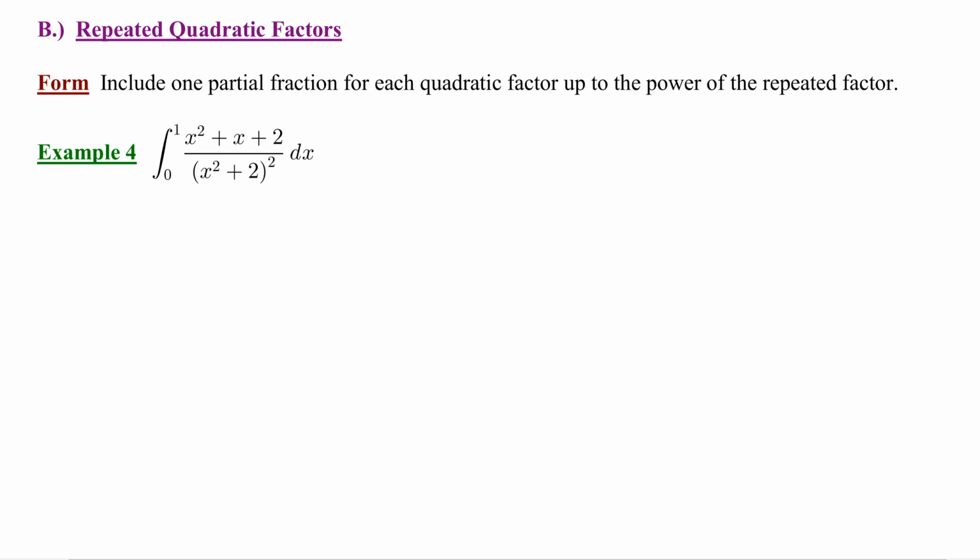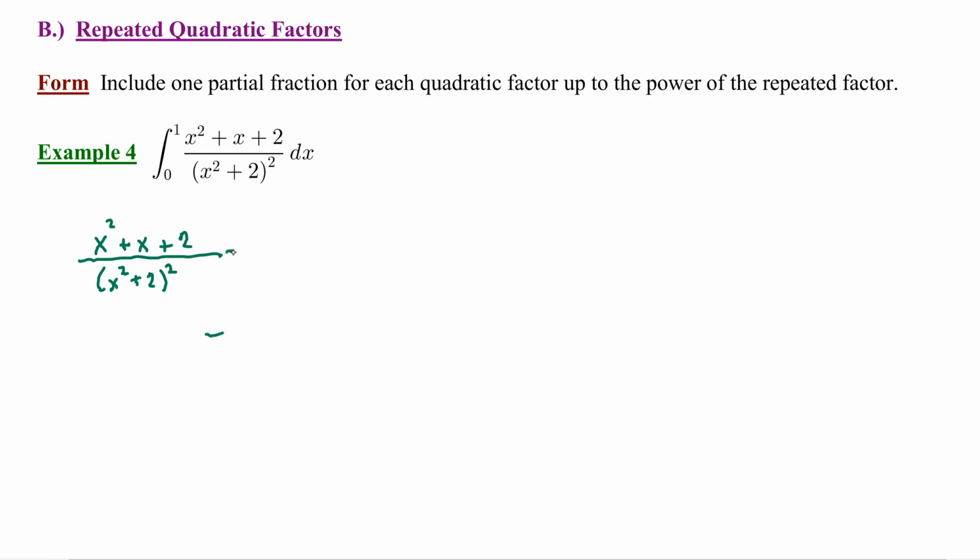So on example 4, notice we have a quadratic factor x squared plus 2 that is irreducible over the real numbers. And also notice it is a repeated factor. We have x squared plus 2 squared. So we're going to take our radicand out. We're going to operate on it a little bit, and then we'll come back and do the calculus.